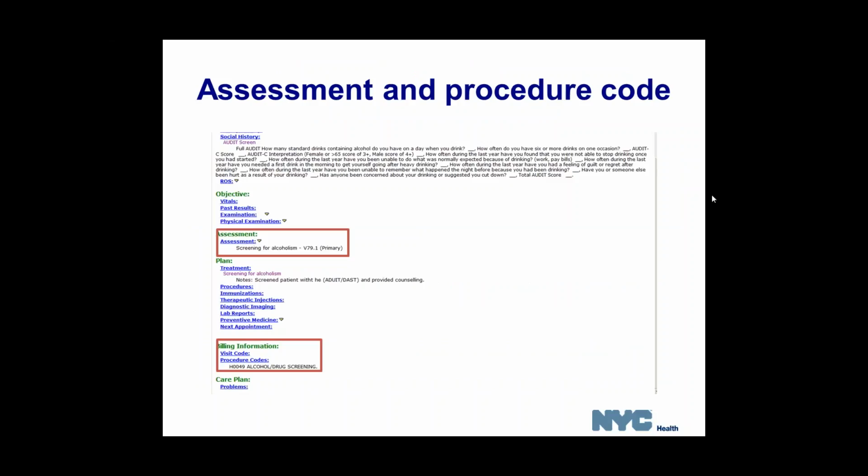Assessment and procedure codes, which are integral, can either be linked to specific assessments in the EHR or added to a template. What this does is improve the use of SBIRT-specific billing codes, and we use that for billing as well as for tracking purposes.